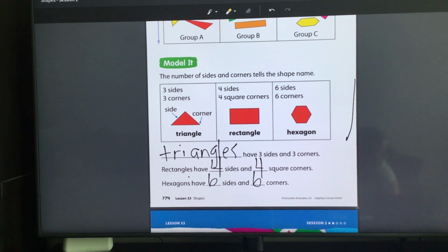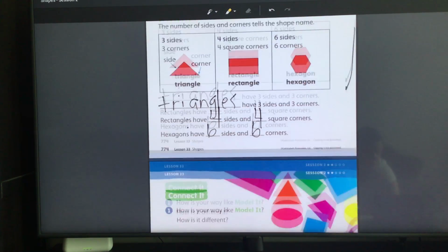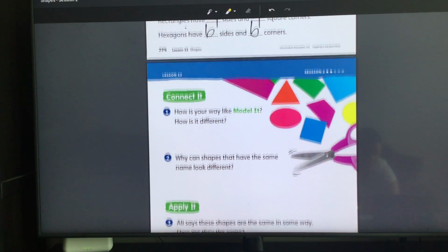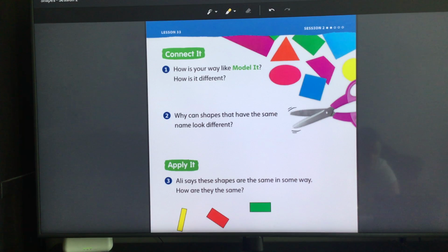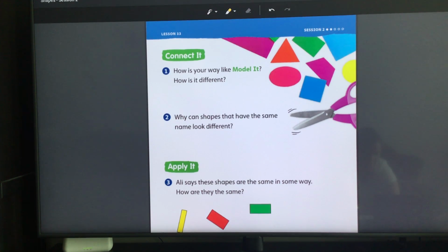So that chart was very helpful to us. All right, let's look at the next page. And it says, how is your way like the model it, and how is it different? We're just going to talk about this.